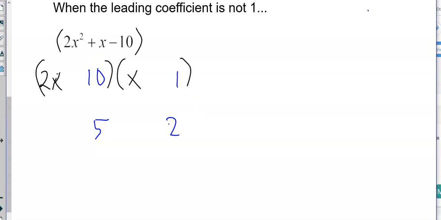And you're really looking at one thing. You're looking at this middle coefficient there, which is 1. So does outside and inside add up to be 10? So 10 and 2 do not add up to be 1. So I don't think that's the combination we need.